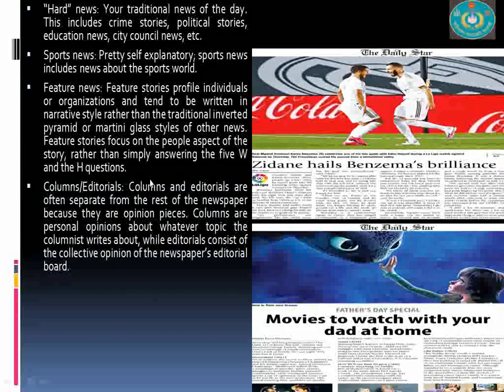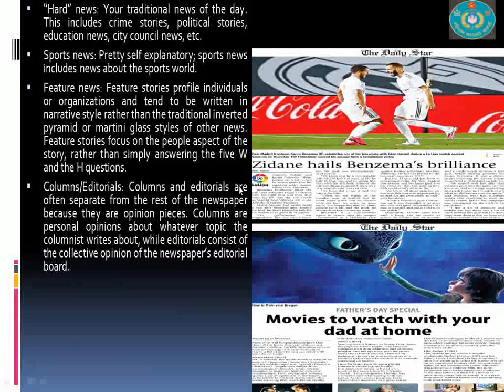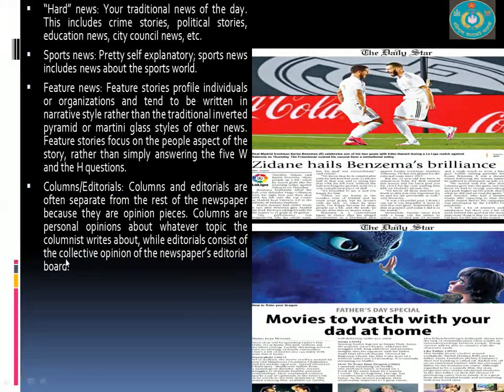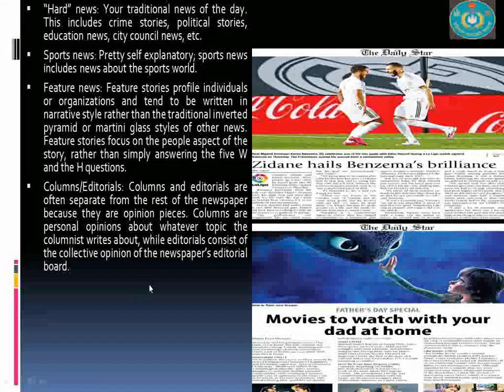Next, columns or editorials. Columns and editorials are often separate from the rest of the newspaper because they are opinion pieces. Columns are personal opinions about whatever topic the columnist writes about, while an editorial consists of the collective opinion of the newspaper's editorial board.